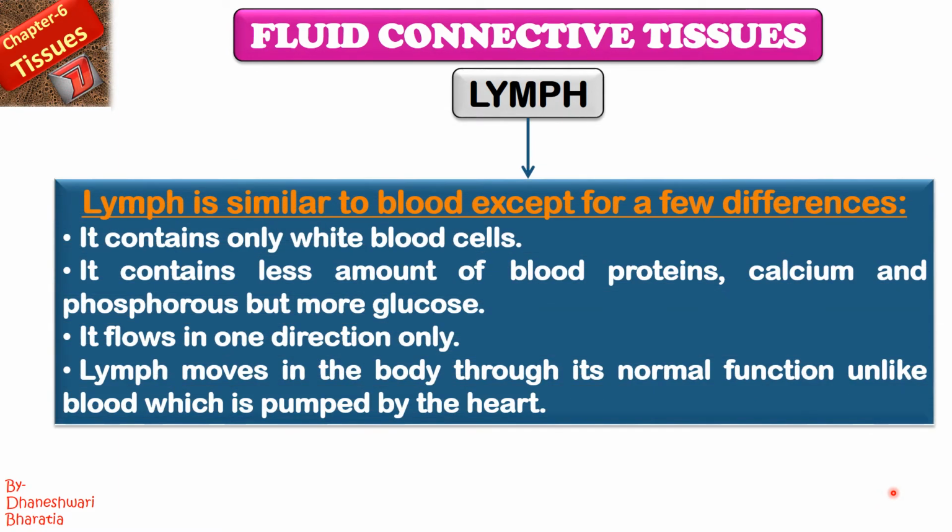Now there are some dissimilarities between blood and lymph, because lymph contains only WBCs, less amount of blood protein, calcium and phosphorus, but more quantity of glucose. It flows only in one direction. All these points which you can see on the screen describe lymph. Lymph moves in the body through its normal function, unlike blood which is pumped by the heart. In short, in simple words, lymph will reach those particular areas in our body where the blood is unable to reach.